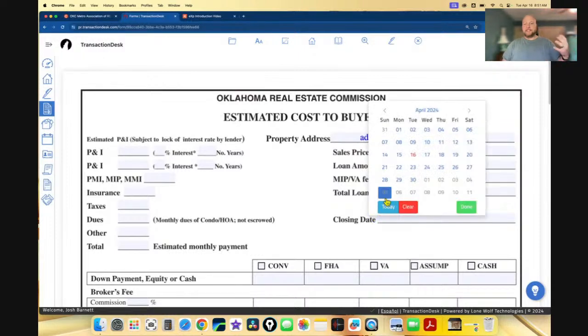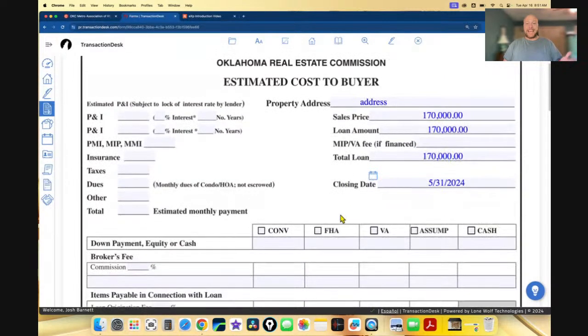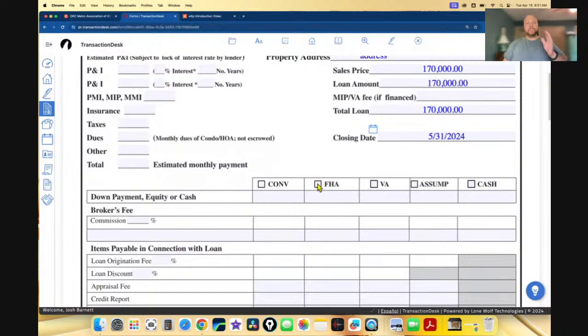All right, and then at the time of this video, it's April 16th. Let's say that we're going to be closing this on May 31st, just as an example. And then when I'm using a USDA loan, I click the FHA column. The down payment on USDA loans is typically $0. So I just type in 0 right there.